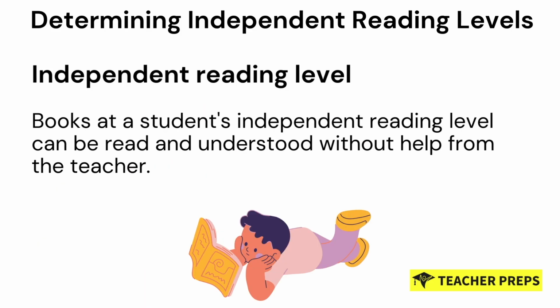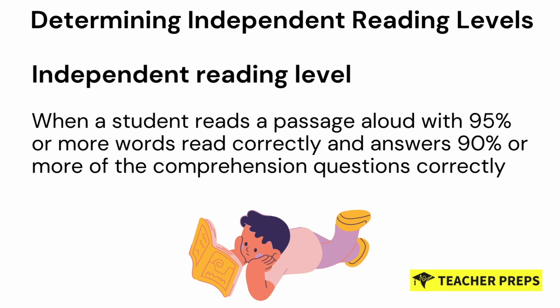Let's define the 3 different reading levels now. Books at a student's independent reading level can be read and understood without the help of the teacher. A student's independent reading level is reached when the student reads a passage aloud with 95% or more words read correctly and answers 90% or more of the comprehension questions correctly.